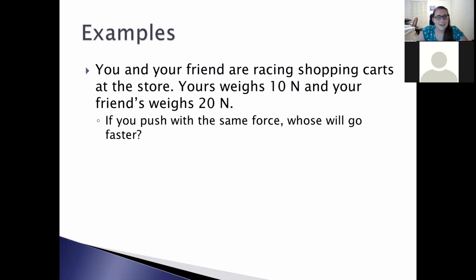But anyway, yeah, yours, whoever you happen to be, yours will go faster because it weighs less, right? So here is kind of like a visualization using that equation.